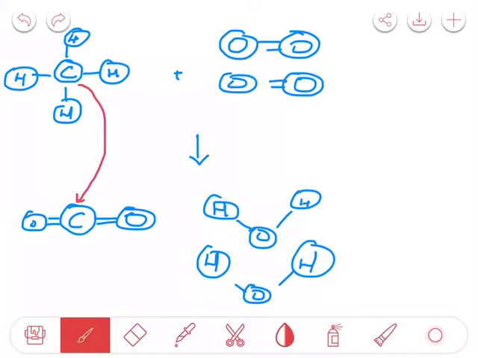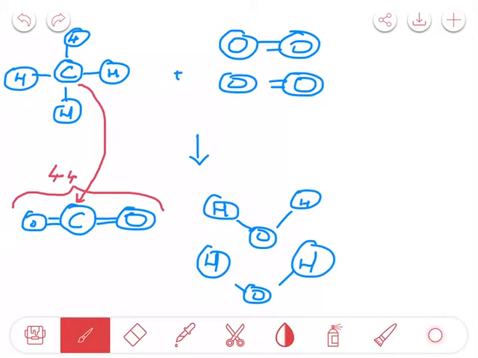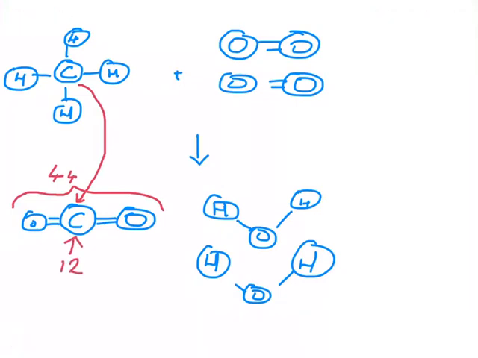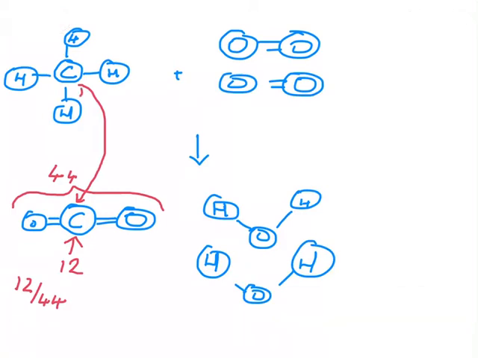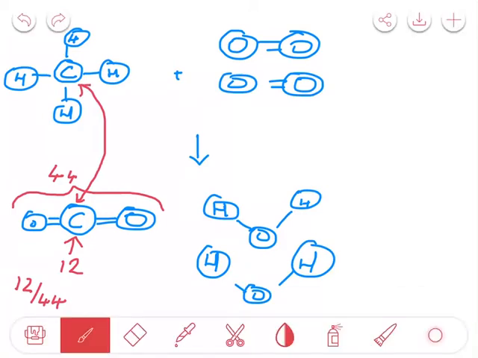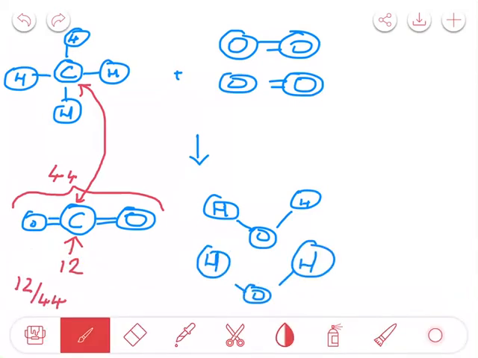Now, here's the key thing about that. The mass of the carbon dioxide molecule is 44. That's 12 plus 16 plus 16. But the mass of the carbon that is in the carbon dioxide is 12. Now, what that means is that 12/44ths of whatever mass of carbon dioxide you have is the mass of carbon that you started with in the first place. Okay?